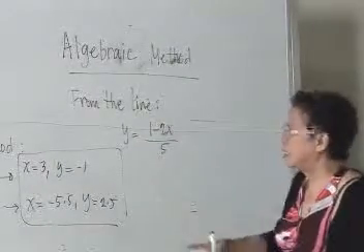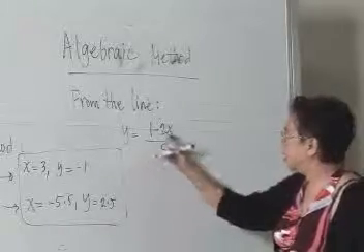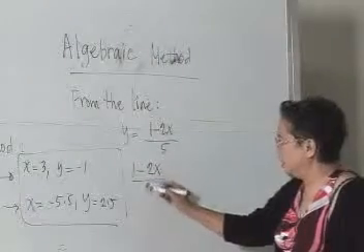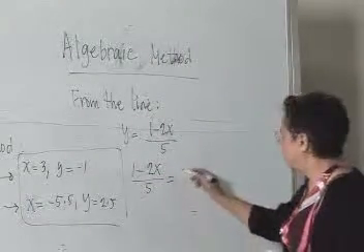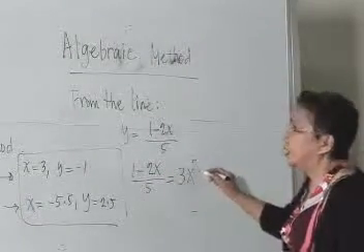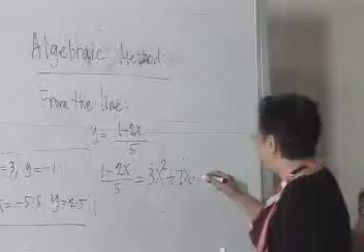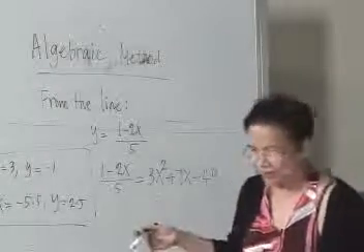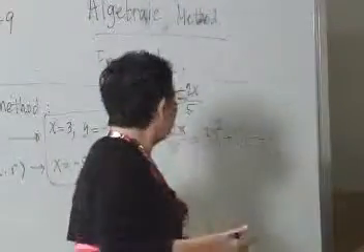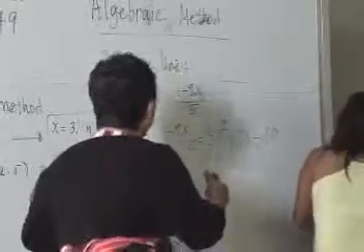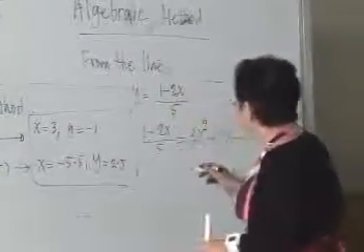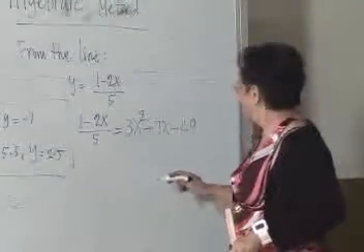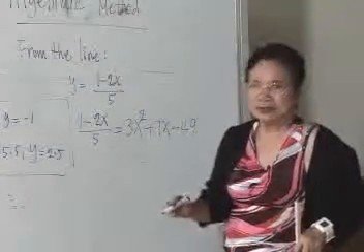Then substitute that in the equation of the quadratic. This is y, 1 minus 2x over 5, and that is equal to 3x squared plus 7x minus 49. So will you simplify that in your seats and tell me what the simplified form is. Write it in the form ax squared plus bx plus c, to be able to solve for x, equals 0.